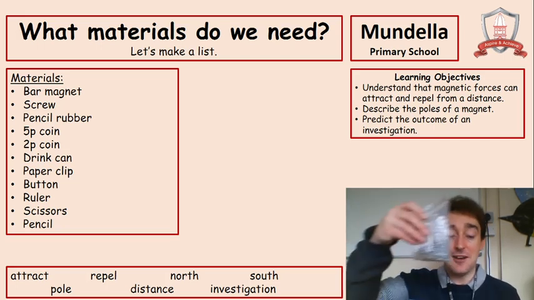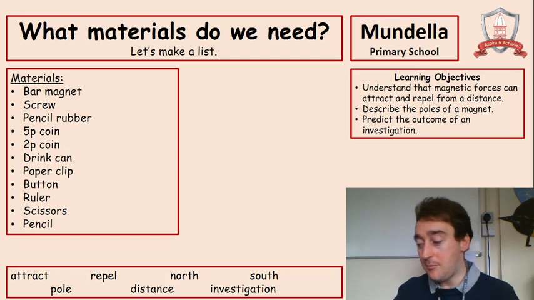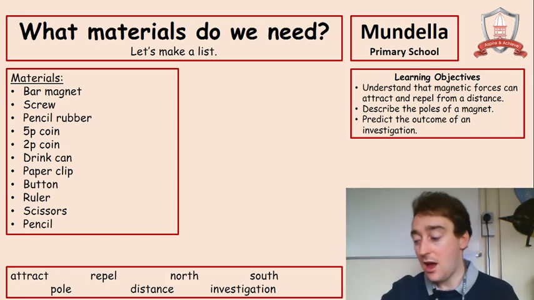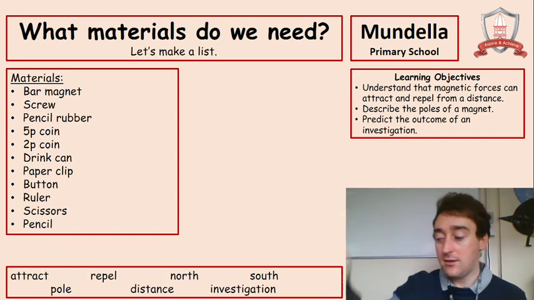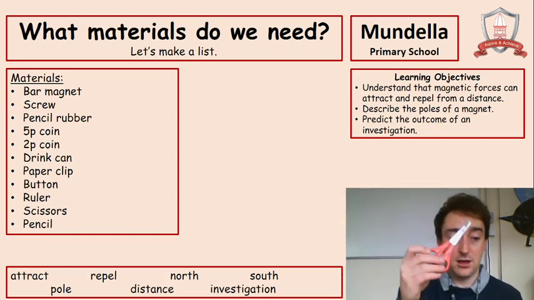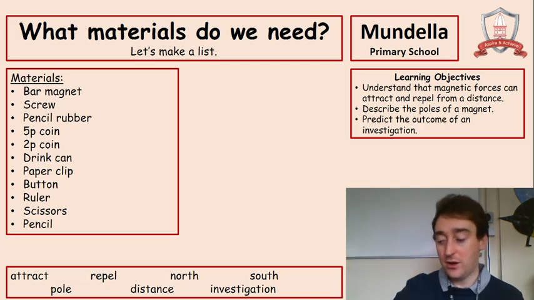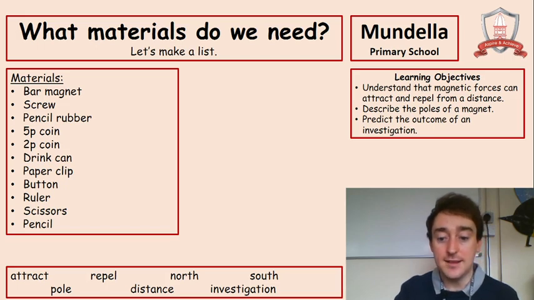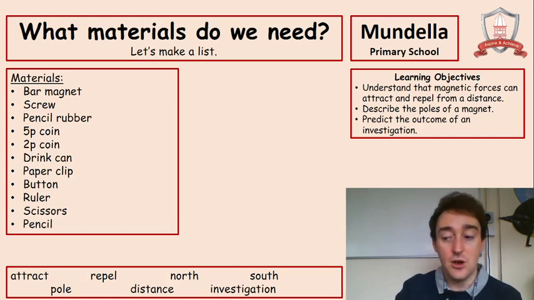I've got a whole bag of paper clips here, but I'll just use one, I think. A button. I found a button in this room here. A ruler. There we go. Some scissors. And a pencil. Okay, so those are my materials. I've got the magnet and I've got 10 different materials, and that's what we're going to do the investigation with.